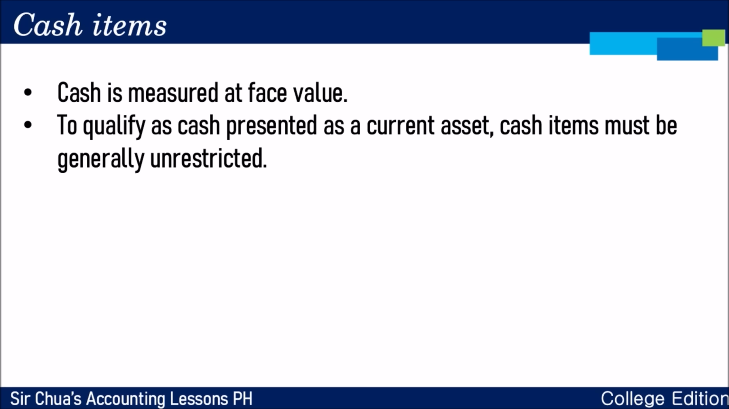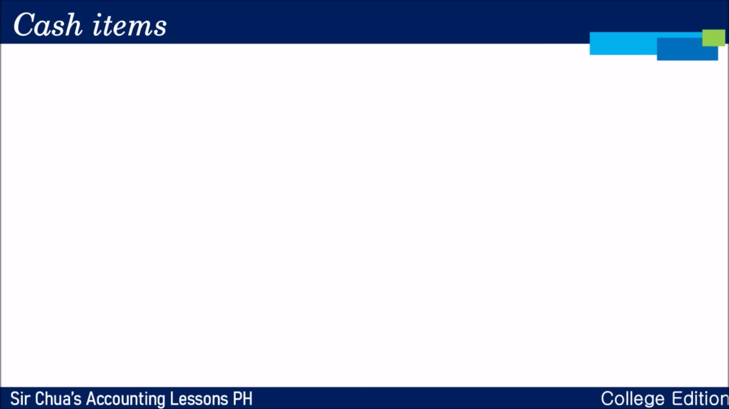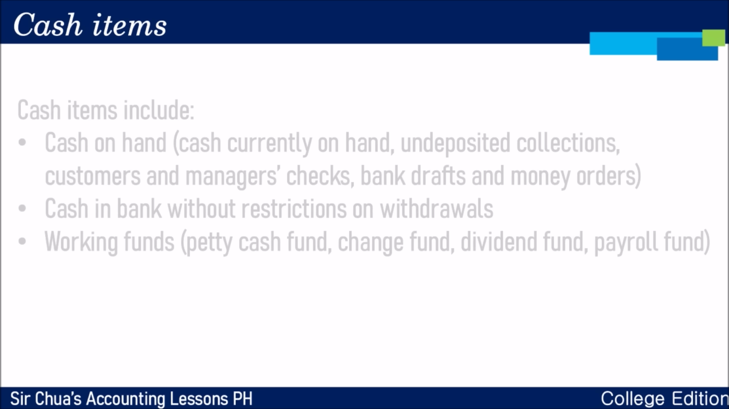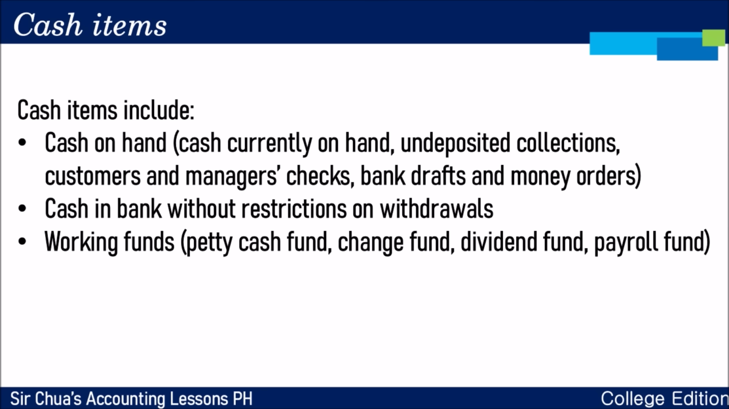Now, to qualify as cash presented as a current asset, the general rule is that these items are generally unrestricted. You can easily use it in your operations, in the operating activities of the company. Okay? It must be unrestricted. Now, if the cash has restrictions, then that's the time that we have things to talk about. Okay? So, digging deeper, it's like this. Cash items include the following.